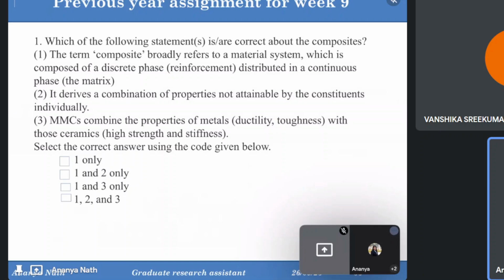Anyone? No one? It's the easiest, na? Ma'am, one and two. It's not one, correct, two, and third three. Ma'am, I think the third is also correct. All are correct. Yes, all are correct.